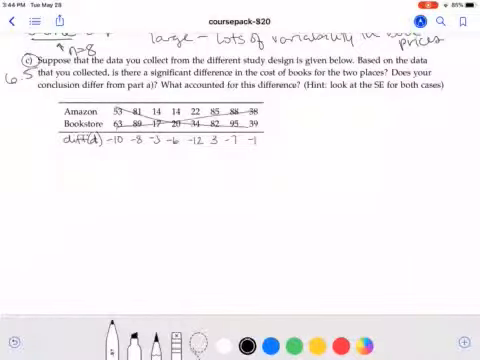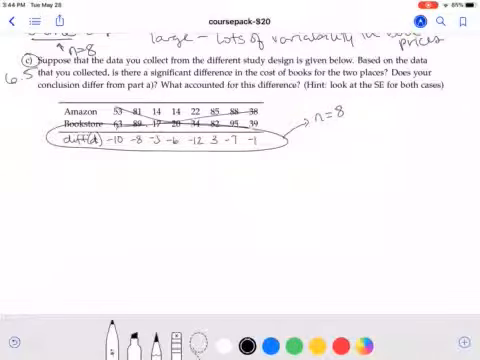Now we don't actually care about that raw data anymore. This is the data we're going to work with. So from this data, we have a sample of size 8. Our mean, which we'll call X bar sub D to denote we're doing difference data, for those 8 values is negative 5.5. And if you plug that in your calculator, you would also get a standard deviation of 4.928. And I'll subscript the n with the D as well.